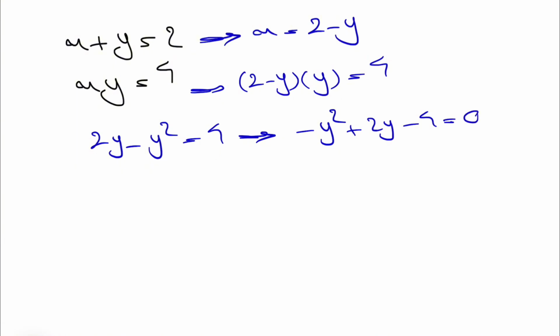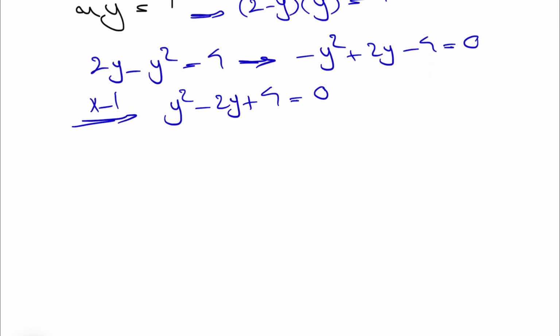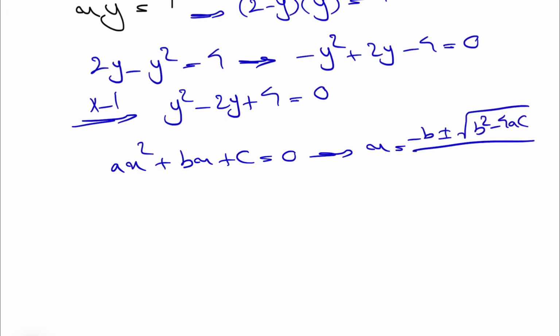We can go with this one or multiply the whole equation by minus 1. So let's do that: y squared minus 2y plus 4 is equal to 0. Now we have a simple quadratic equation that we need to solve, and we have the general format for a quadratic equation: ax squared plus bx plus c is equal to 0. To find the answer, x will be minus b plus or minus the square root of b squared minus 4ac, divided by 2a. Let's do the same thing here.